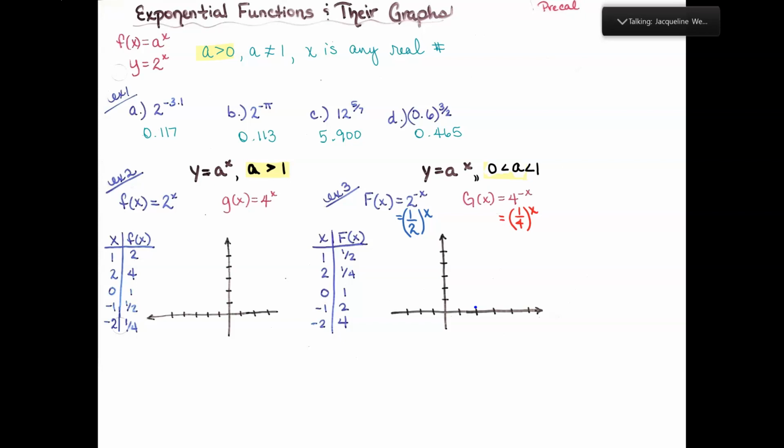You flip it, right? You move it across the division bar. So that would be 1 over 2 to the positive 1, or 1/2. All right, so then 2 to the -2 would be 1 over 2 to the positive 2. So that'd be 1/4. Okay, so let's plot those points. All right, so we could plug in 1, 2; 2, 4; 0, 1; -1, 1/2; and -2, 1/4.